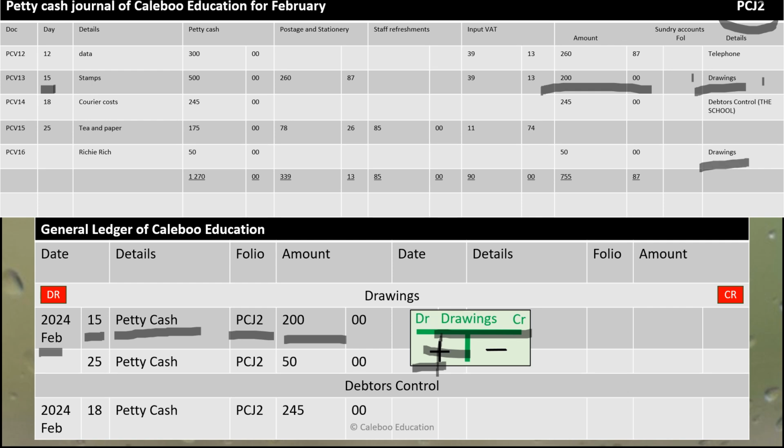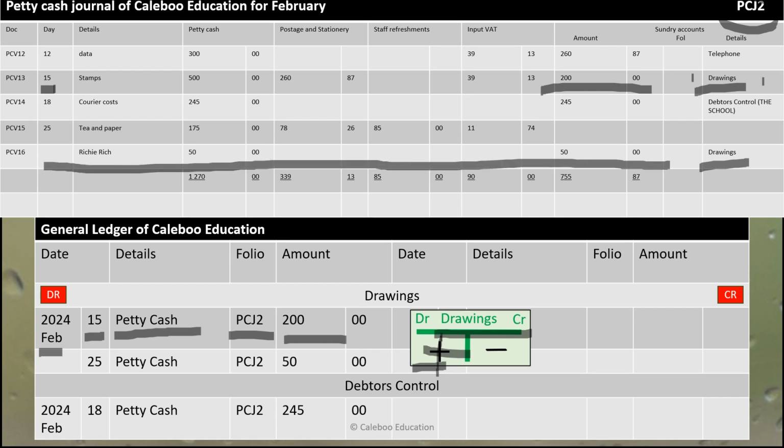The next one, while we're on the drawings account, 50 Rand was taken, I remember, to buy Caleb bouncing balls. So on the 25th, what is the name of the contra account? Petty cash. Under folio, where did the information come from? The petty cash journal. And how much was it? 50 Rand. Now I'm going to show you how to balance accounts, but in a later video. For now, we are just taking the information from the petty cash journal to the general ledger.